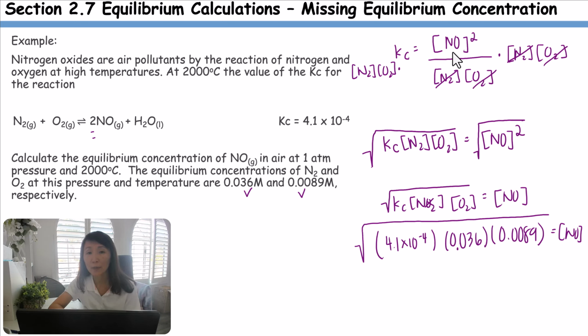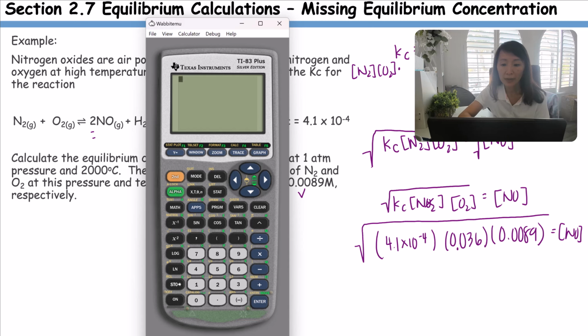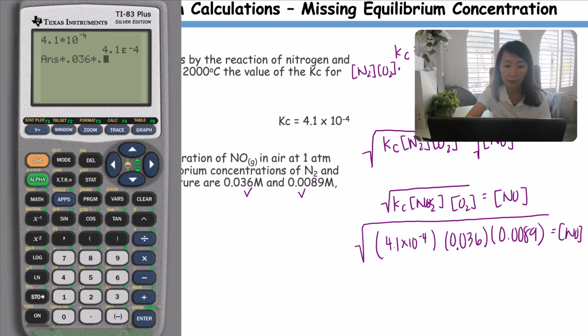I'm going to show you right now how to solve this in the calculator as well. So we'll punch in whatever is inside the square root. I will take 4.1 times 10 to the negative 4, and then press enter. And then I'm going to multiply by 0.036, and then by 0.0089. Okay, so this is what I get. And this is what's underneath the square root.